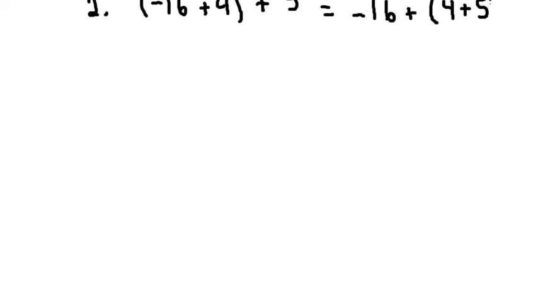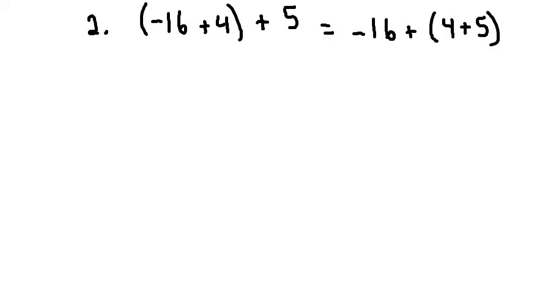Number 2, we have -16 plus 4 in parentheses, and then plus 5. That is equal to -16 plus, in parentheses, 4 plus 5. Let's put that down just a bit.